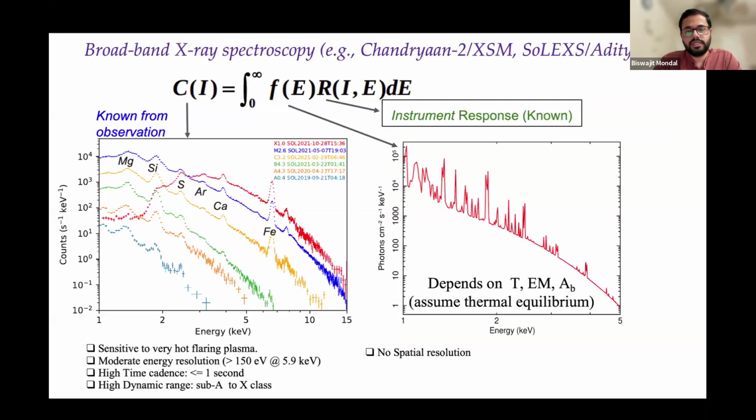So this kind of instrument has been flown multiple times, and one of them is on the Chandrayaan-2 orbiter, which is XSM, the Solar X-ray Monitor. Another operating instrument is SOLEX on board ITL-1. These instruments observe solar X-rays and give us the spectrum in a Sun-as-a-star mode. That means there is no spatial resolution. Once we get the observed spectra and model them, we can get temperature and elemental abundances as a function of time. But there is a huge drawback: there is no spatial resolution.